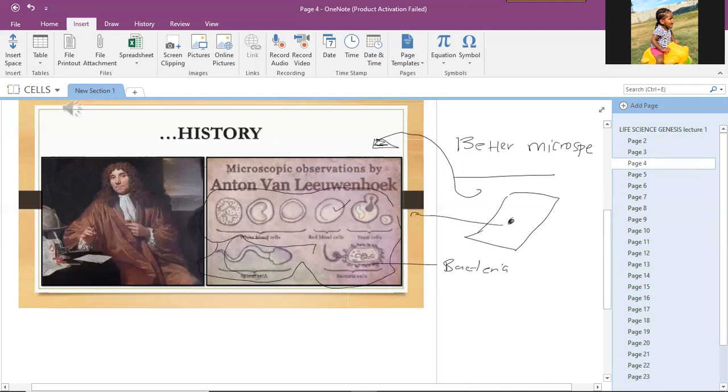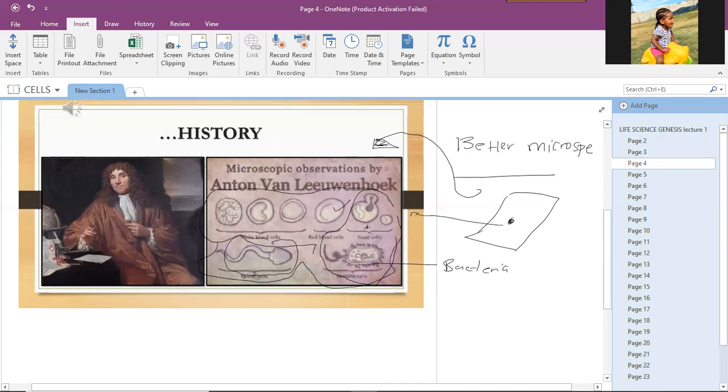This is a reproductive cell. This is a sperm cell. These are non-animal cells. So this is a yeast cell here, and this is a bacterial cell. So using the microscope that he was able to develop, Antoine van Leeuwenhoek was able to demonstrate these cellular structures.